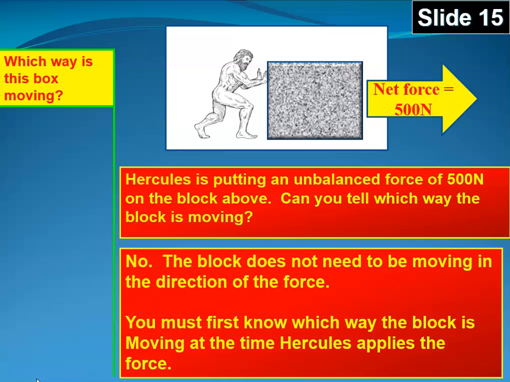The block does not need to be moving in the direction of the force. You must first know which way the block is moving at the time Hercules applies the force. So if that big heavy block was sliding towards him at the exact moment he put the force on it, it would probably push him back for a little ways. What the net force does tell you is if the block is sliding to the left towards Hercules and he starts putting a force to the right on the block, he'll be slowing the block down. And eventually, hopefully, he'll bring it to a stop. And if he were to keep pushing, then it would start to speed up back to the right again. But initially, you don't know just looking at a still picture which way that block is moving.